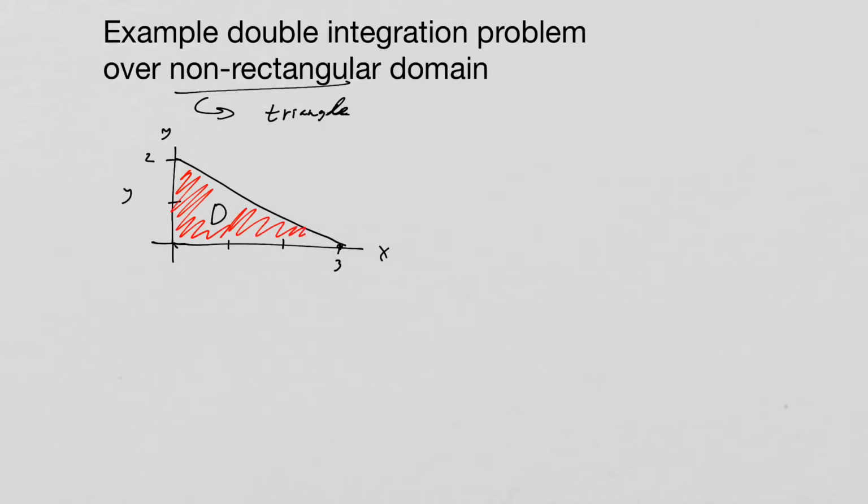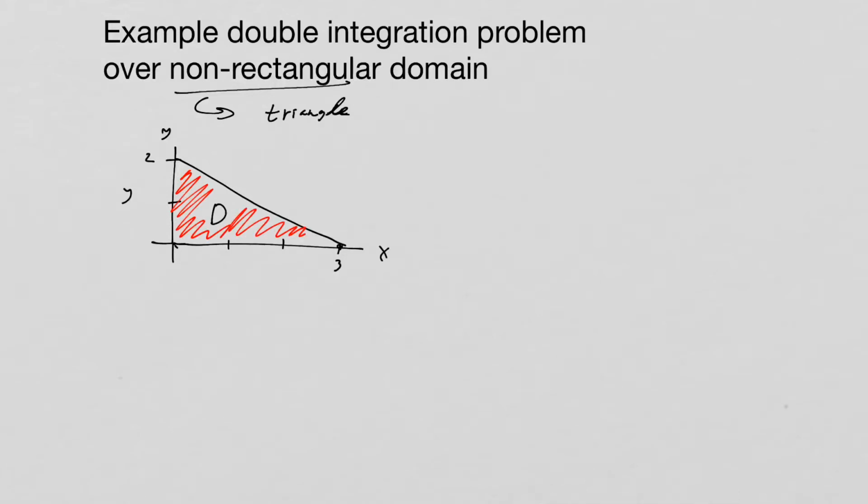So what we have here is a triangle, and it's going to be x going all the way out to 3, and then the y, the height of the triangle, will be 2 high, as follows. Okay, so we're in the plane here, and we'll say that our domain that we're going to integrate over is D, and it's this triangle here.